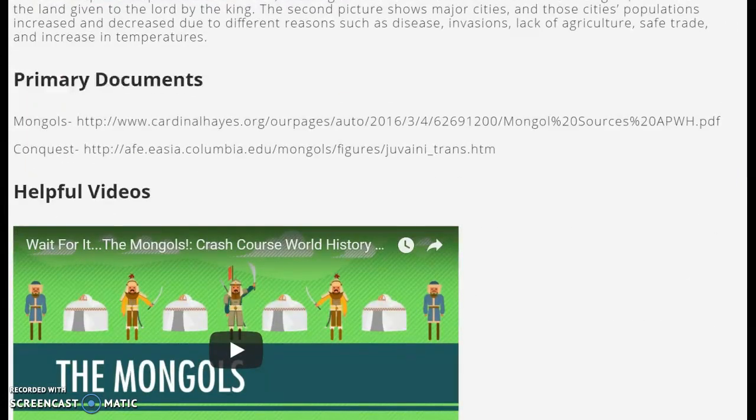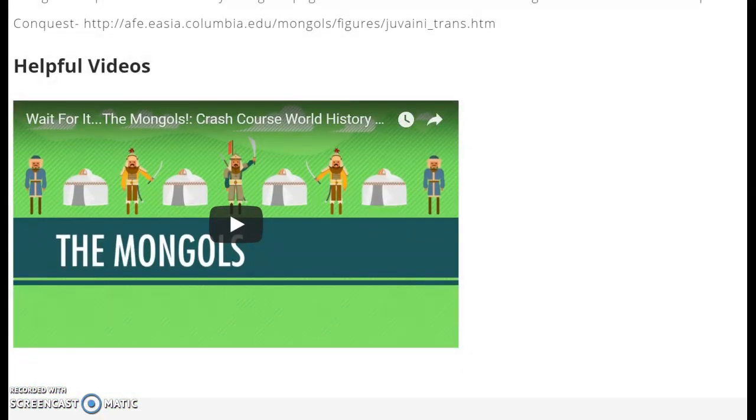Some primary documents, this is mostly about the Mongols, since they were big at this time, especially with women, and that they did conquer so much. They caused a lot of fluctuation in the population of cities, because they did spread the disease, but they did encourage safe trade and things like that. And the video is also on the Mongols, and that's all.